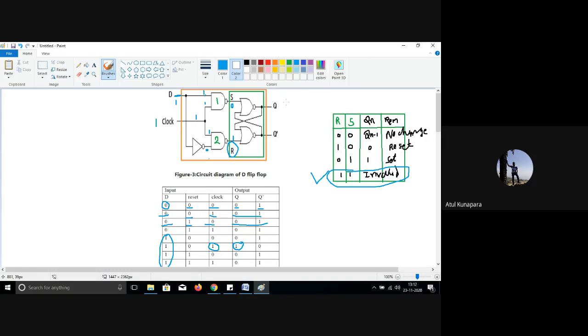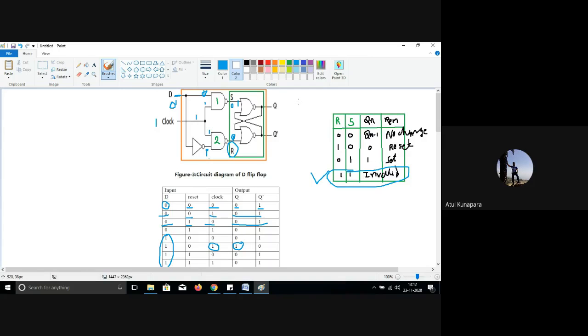Okay. Likewise, you can check it for the other case, that data is equal to 0 and clock signal is 1. Then what will be the case? Then here there is a 0. So you are getting S equal to 1. And here there is a 1. So 1, 1, so we make your R equal to 0. So your output will be set.